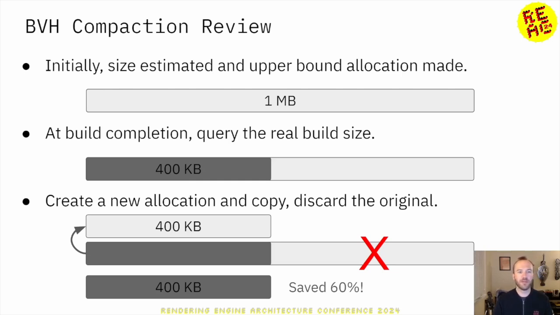We then build the BVH and it populates in the buffer at its real size. There's then another API call which can be used to query the real size of the BVH. And once we have that value, we can allocate a new buffer of exactly that size and copy the built BVH object from our first buffer to our second and discard the original. And just like that, we've saved 600 megabytes. The sizes saved are dependent on GPU architecture, driver implementation, and the complexity of the object, but oftentimes they can exceed 50%, so it's very much worth doing.